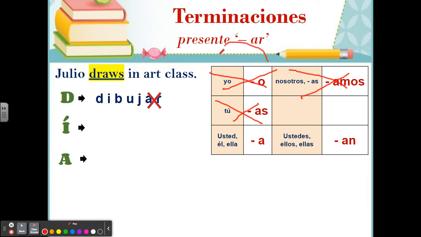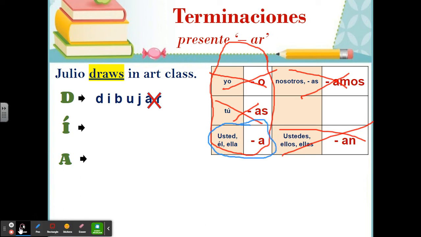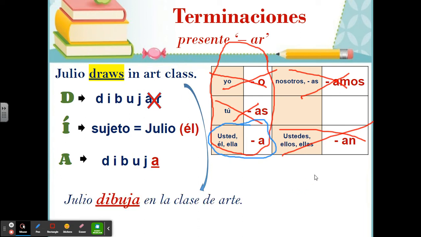First of all, it's only Julio. So your options were going to be on this side anyways. You don't see any other name. But it's definitely not other people. So it's not that one, okay? So the only one you're left with is this one of usted, él, ella. Julio is a common boy's name. So the answer would be él. I'm talking about él. Knowing that, I need to add the only letter that survived my X marks, the letter A. And so this becomes Julio dibuja en la clase de arte. From dibuja, I know Julio is the one that's drawing.